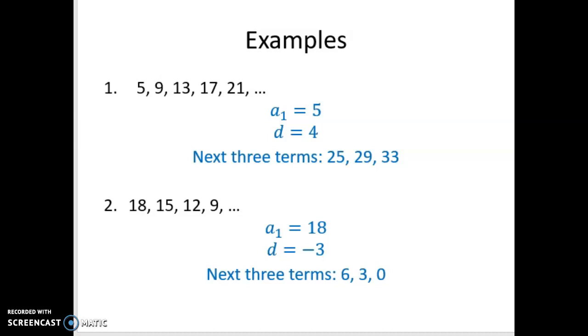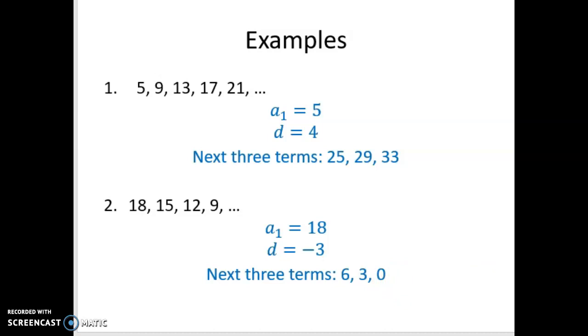In the second example, we're starting with 18. So a sub 1 is 18. But here you see the values are going down. So in this case, the value that we're adding is a negative number. You could also think of that as subtraction. So our common difference here would be negative 3. So we're adding negative 3, adding negative 3, adding negative 3. And if we kept that going, we would go down to 6, 3, 0, and we would keep going as long as we wanted to for this sequence.